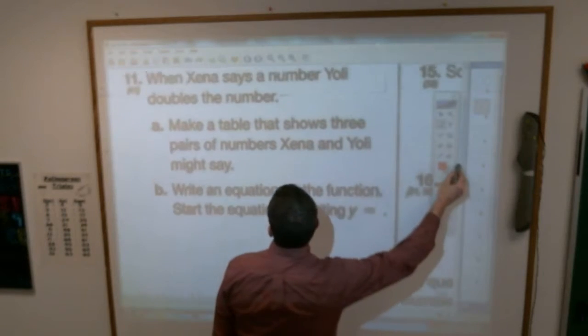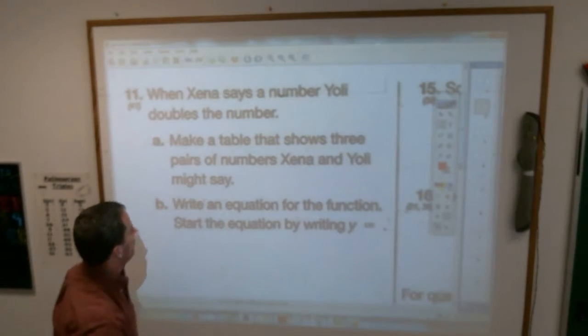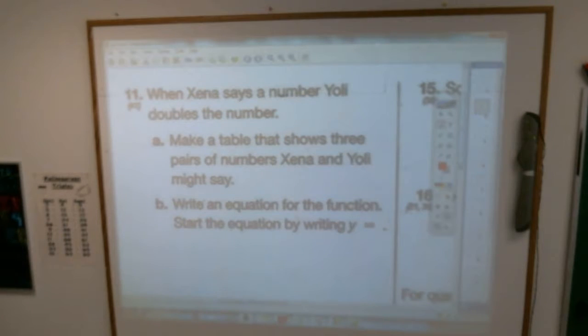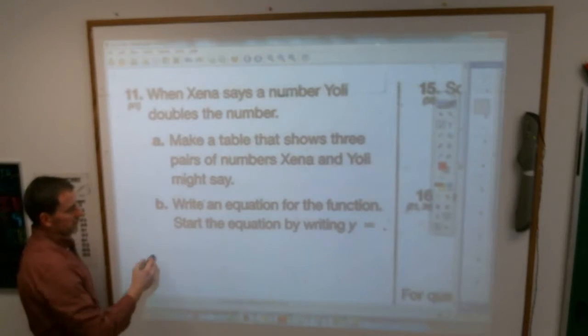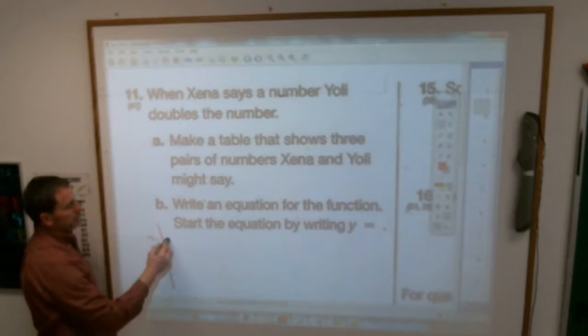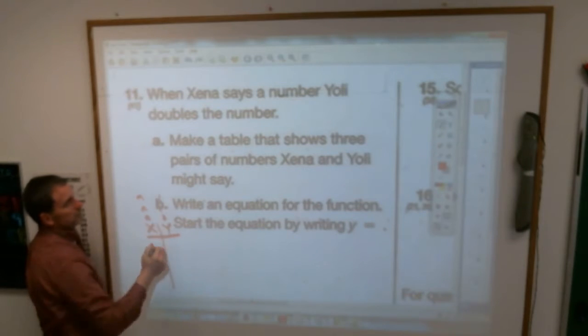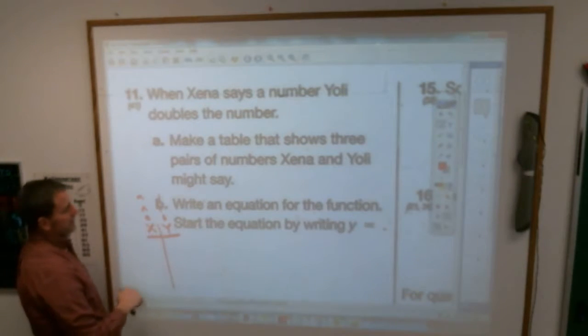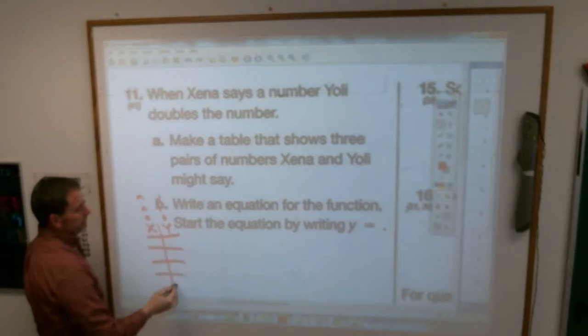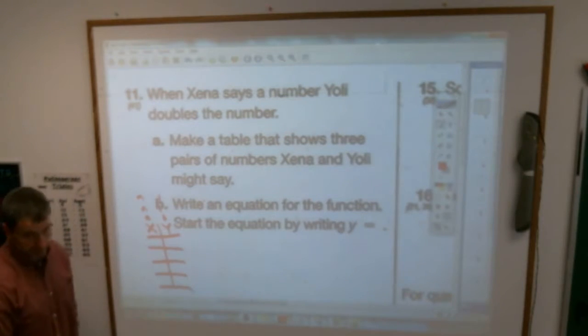First of all, it says, when Xena says a number, Yoli doubles the number. First of all, there's probably a reason why they picked Xena and Yoli. Make a table that shows those numbers, because they start with the letters we usually do this with, x and y. So if you make a table, this is Xena, and this is Yoli. Whatever Xena says, Yoli doubles, correct?